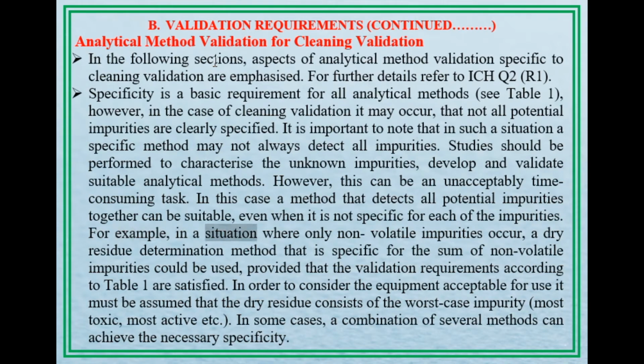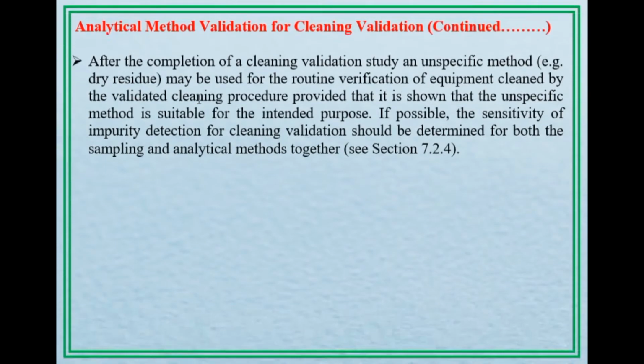For example, in a situation where only non-volatile impurities occur, a dry residue determination method that is specific for the sum of non-volatile impurities could be used, provided that the validation requirements according to Table 1 are satisfied. In order to consider the equipment acceptable for use, it must be assumed that the dry residue consists of the worst-case impurity, most toxic, most active, etc. In some cases, a combination of several methods can achieve the necessary specificity.